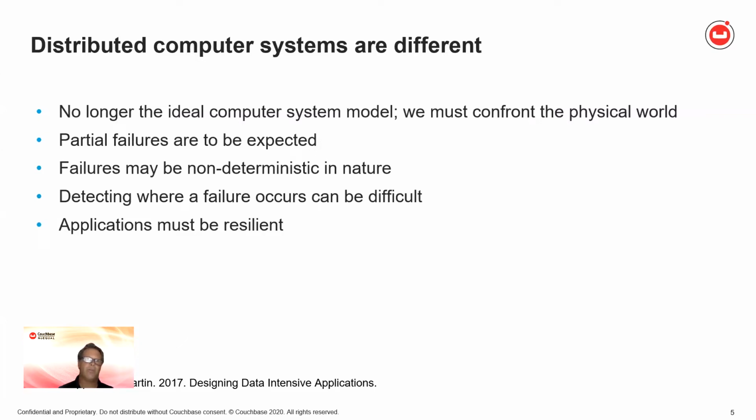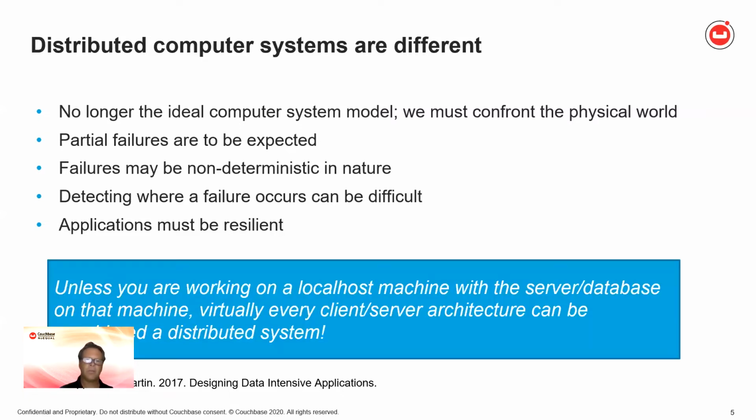Distributed computer systems are different, though. No longer the ideal computer system model, we must confront the physical world. Partial failures are expected. Failures may be non-deterministic in nature. Detecting where a failure occurs can be difficult. Applications must be resilient and be able to handle failures. Unless you're working on a local host machine with the server and database on that machine, virtually every client-server architecture can be considered a distributed system.